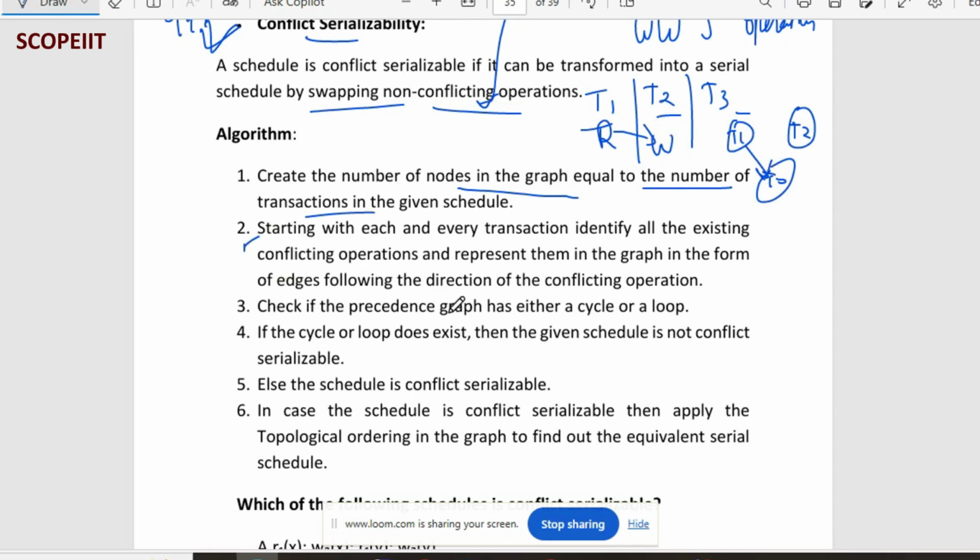Third step: check if the precedence graph has a cycle or not. So after performing all this, suppose I have arrows from here to here, here to here. After adding all the conflict arrows, you have to check whether the precedence graph contains a cycle or not. If it contains a cycle, then it is not conflict serializable. So if a cycle or loop exists, you can say the schedule is not conflict serializable. And if there is no cycle, that means the schedule is conflict serializable. I hope it's clear. Let us understand this with one example.